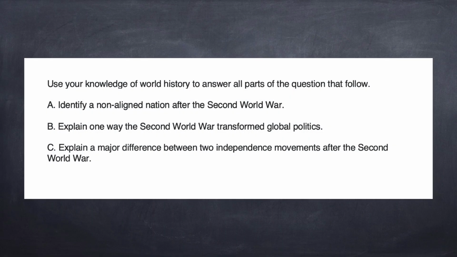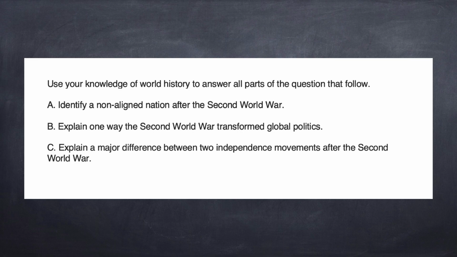Now here's the text of the SAQ. It says, use your knowledge of world history to answer all parts of the question that follows, and you have A, B, and C. And remember, I've taught you to label your answers A, B, and C. Now, A is an identify question. It says identify a non-aligned nation after the Second World War. And this one should be pretty easy. Really, all you have to do is give some content here, if you remember. So if you name a non-aligned nation after the Second World War, and it's a complete sentence, you'll get this. And the vast majority of you got this.